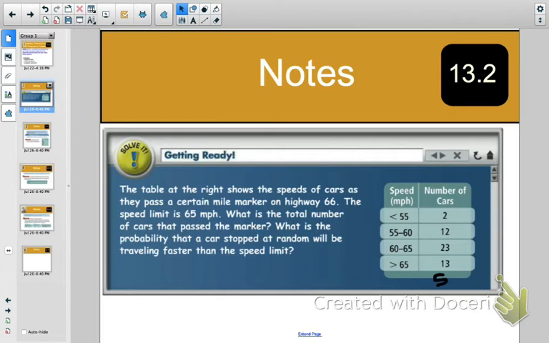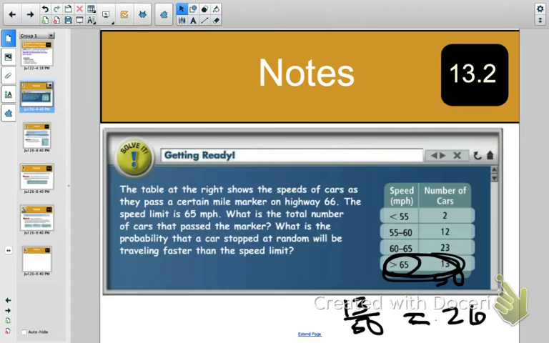So 50 total. And then, what is the probability that a car stopped at random will be traveling faster than the speed limit? The speed limit is 65, so faster than that we would be looking at this section right here. So 13 out of 50, which is 26%, because if you just times the top by 2 and the bottom by 2, you get 26 out of 100. Okay.